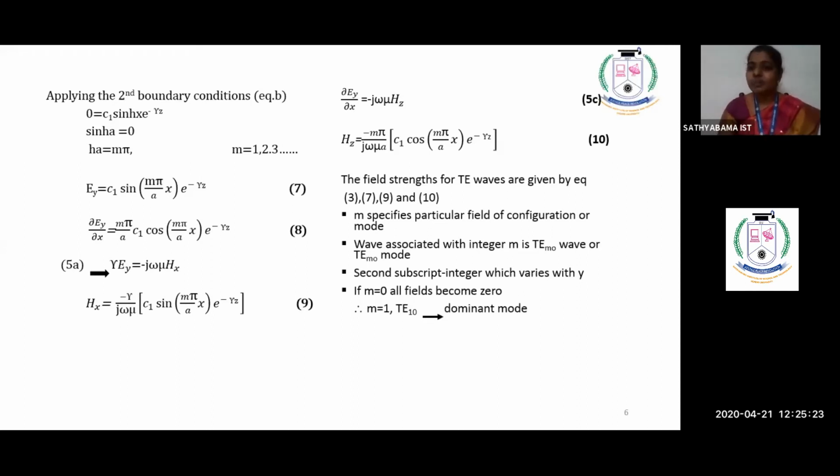What is the third component I have to find? It is your Hz. So what is equation number 10 telling? Your Hz is equal to a derivative of your Ey. So what I have to do: the final answer Ey that I have got, I have to differentiate with respect to x, and that is the answer for your Hz. That is what your equation 11 says. Hz is equal to the magnitude part and cos of m pi by a into x.